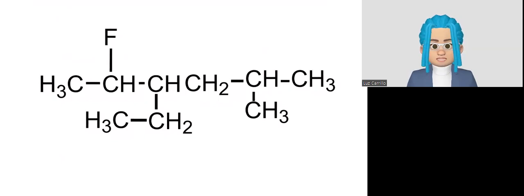First, let's find what is the longest parent chain that we have in this molecule. Overall, when we look at this molecule, we have 1, 2, 3, 4, 5, 6 carbon atoms. Since I need to start numbering from an end that is closest to a substituent for this molecule, I need to number from left to right.